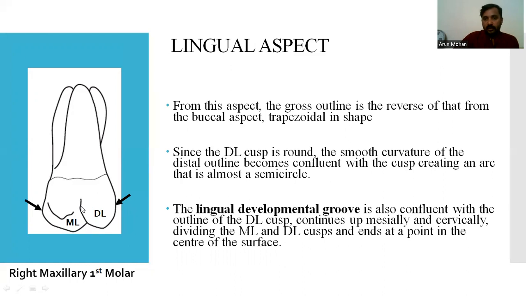It's also confluent with the outline of the distolingual cusp. It will also be seen as a continuation from the mesial cuspal slope of the distolingual cusp. It divides the mesiolingual and distolingual cusps, and it ends at a point in the center of the surface, similar to the buccal developmental groove.